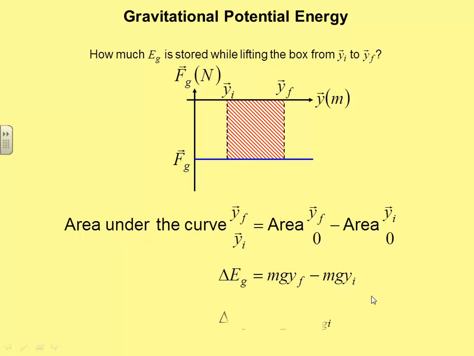And this is final minus initial gravitational potential energy. Of course, because change in means final minus initial. A positive change means you're gaining gravitational potential energy. A negative change means you're losing gravitational potential energy. Remember that energy is a scalar quantity, not a vector. So the positive and the negative doesn't mean direction here. It means you're getting more or less.